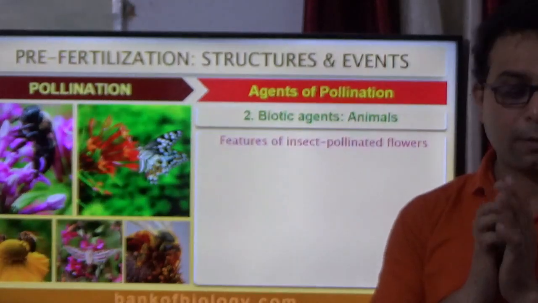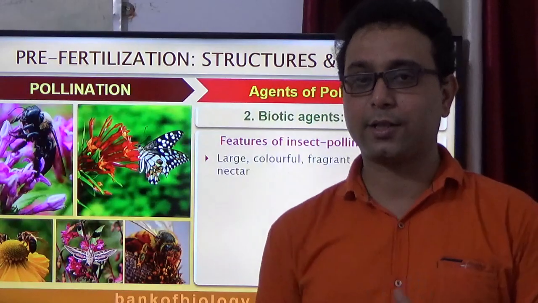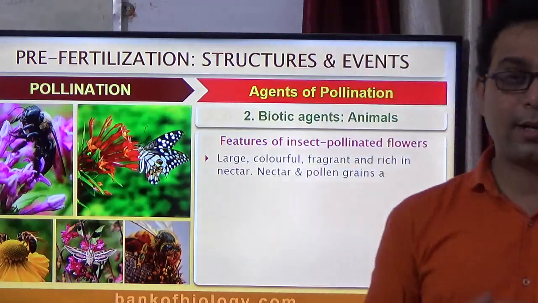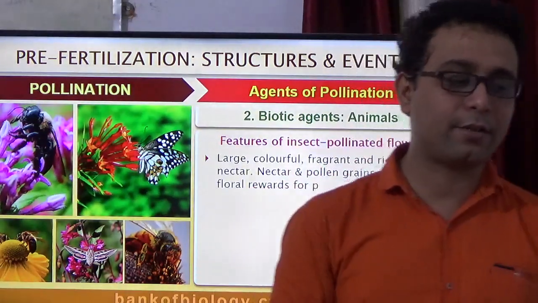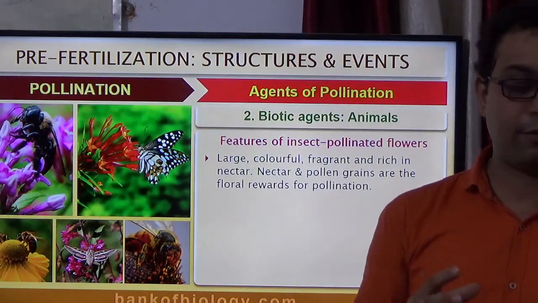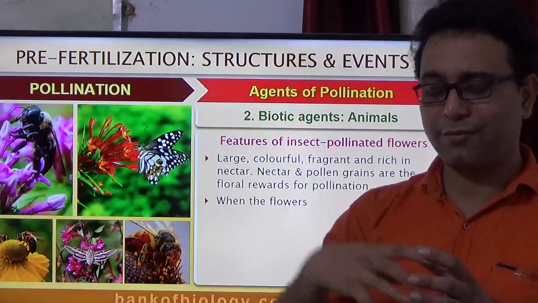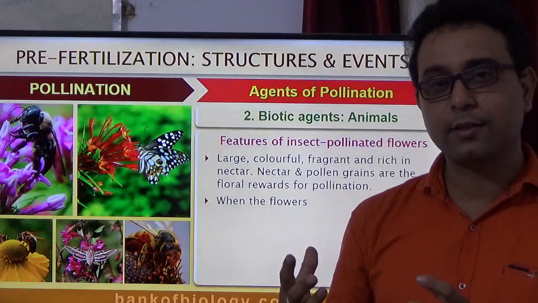Now some features of insect-pollinated flowers. Here it is required to attract the insect, so the flowers are large, colorful and fragrant, rich in nectar. Nectar is very important. Nectar and pollen grains are like floral rewards for pollinators. But why does the insect come to the flower? They require some rewards, right?